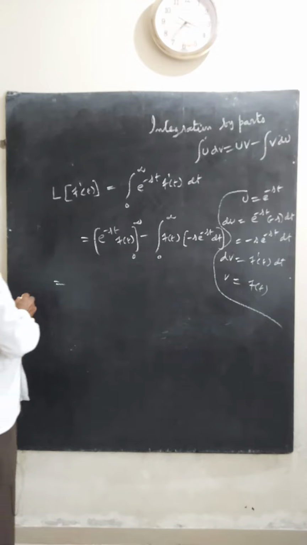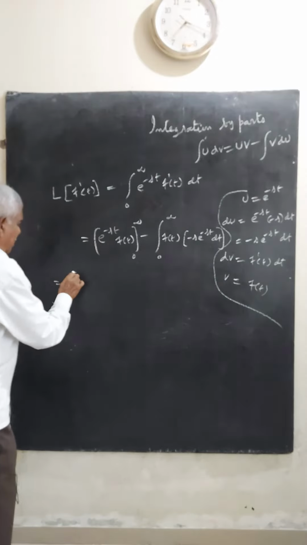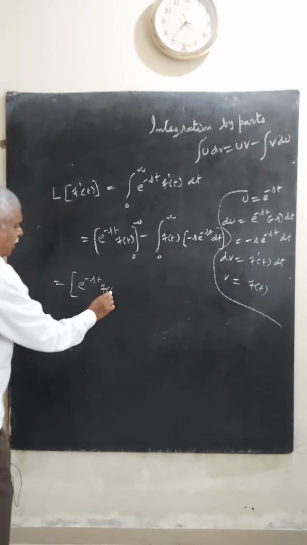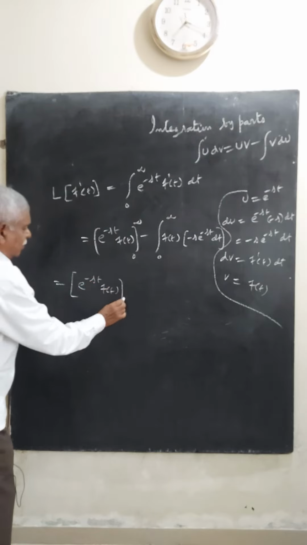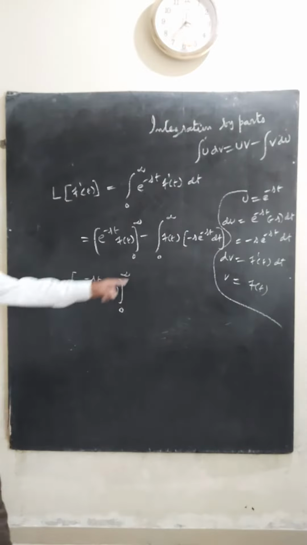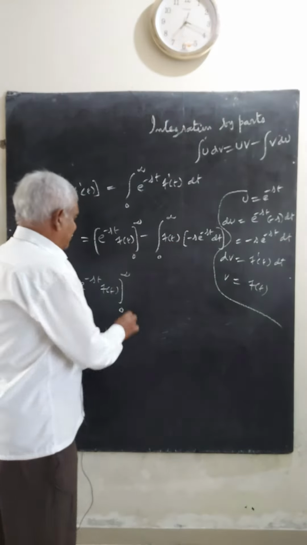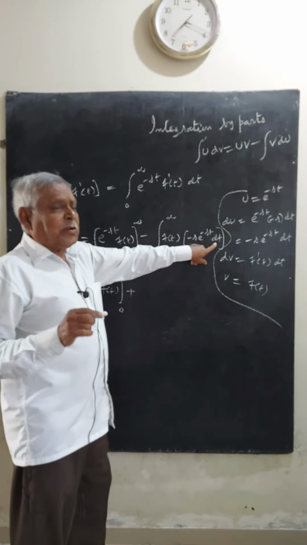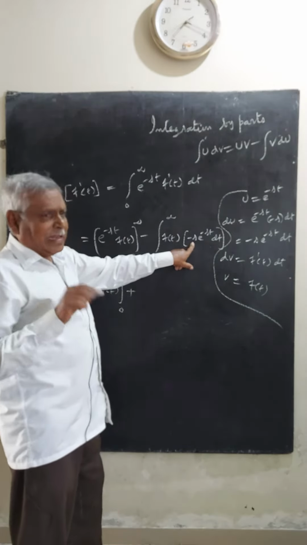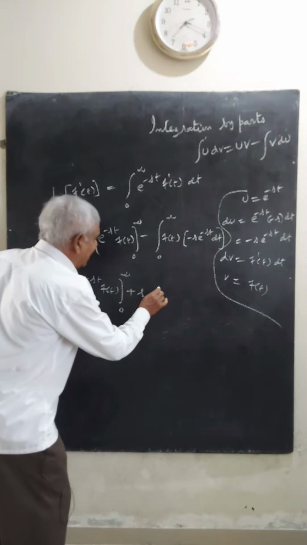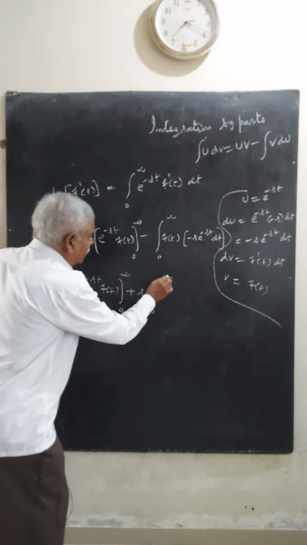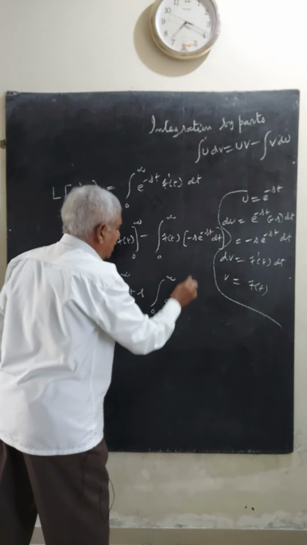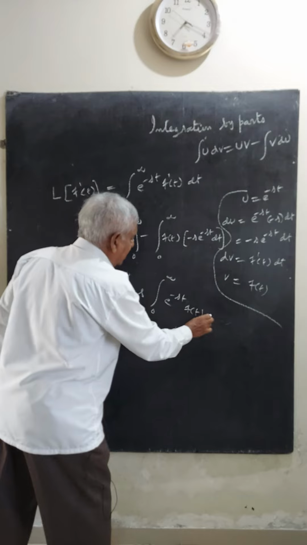Equal to e power minus st f of t, limit is 0 to infinity. Let us bring this negative out; it comes as positive. We are integrating with respect to t only, therefore s is other than t and it will come out as a constant. And integral 0 to infinity e power minus st f of t dt.